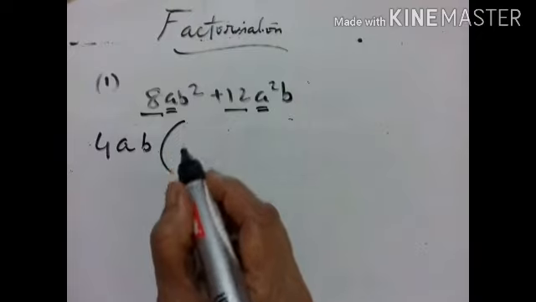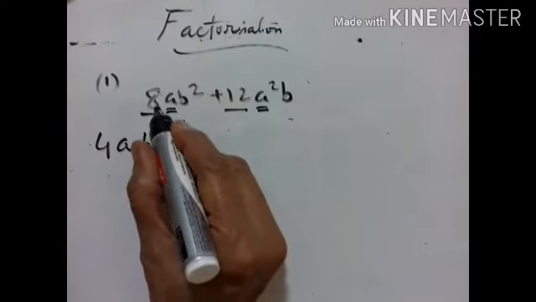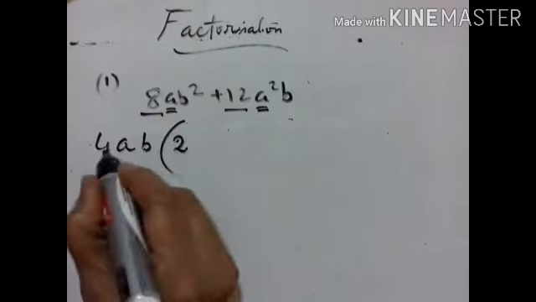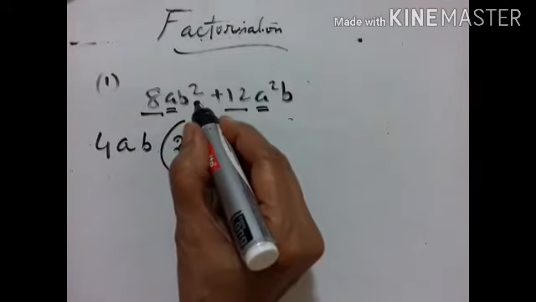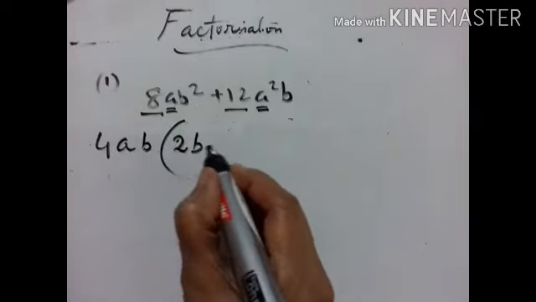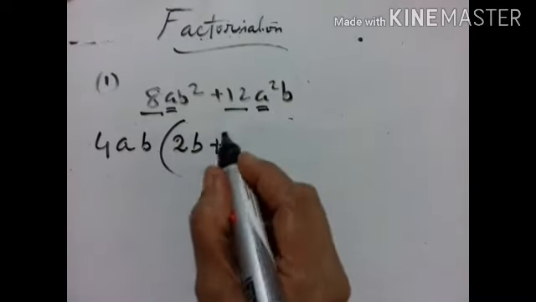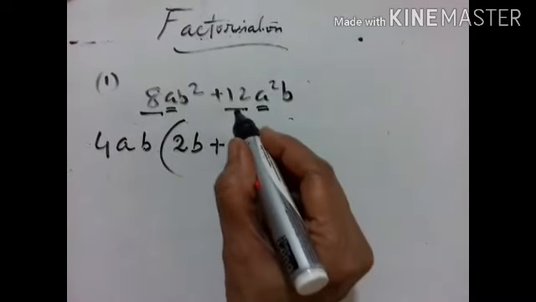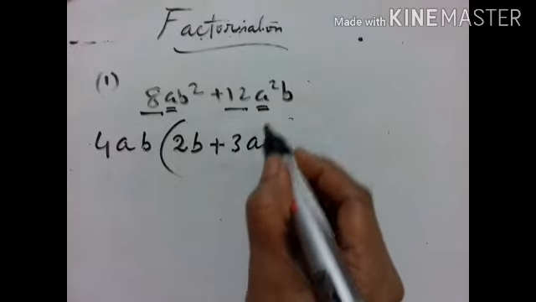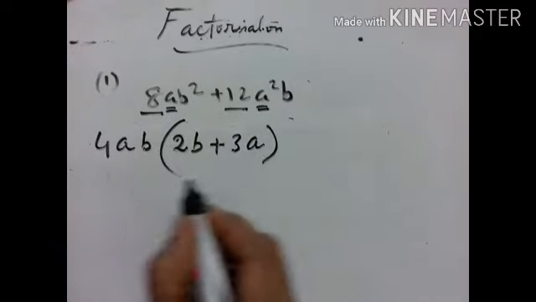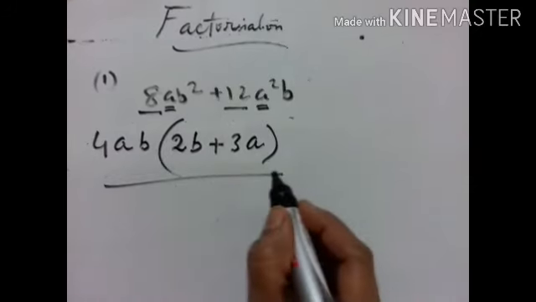So what is left here? This is 4 into 2, so 2 is left. 4 has gone out, a has gone out. b into b, b has gone out, 1b is there. This is 4 into 3. 4 has gone out and 3 is left. So a remains, b has gone out. So it is 4ab into 2b plus 3a.